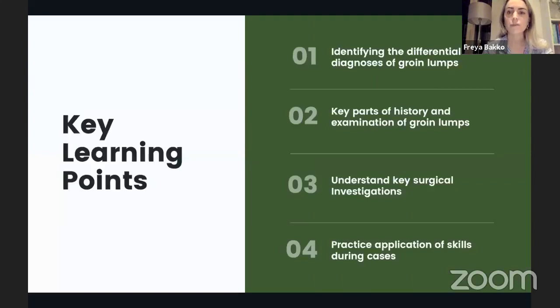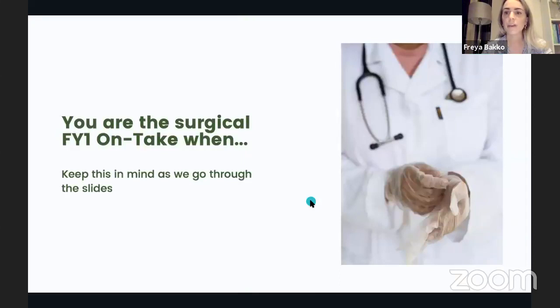The key learning points for this session are identifying differential diagnoses of the different lumps you might see in the groin, key parts of the history and examination that you will be expected to identify and clerk, then understanding the surgical investigations that are required, and then we're going to practice some of these skills during the cases we'll see. So when we go through the cases, just keep in mind, as per last lecture, that you are the surgical F1 on call, and ask anything about them previously, and try to go through the clerking and what investigations you might want to order.